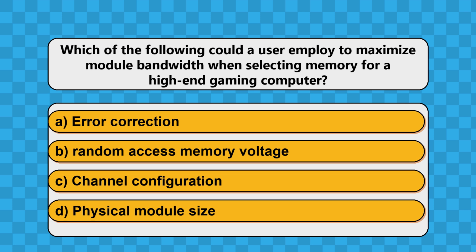Question 20. Which of the following could a user employ to maximize module bandwidth when selecting memory for a high-end gaming computer? Option A, error correction. Option B, random access memory voltage. Option C, channel configuration. Option D, physical module size. The correct answer is option C, channel configuration.